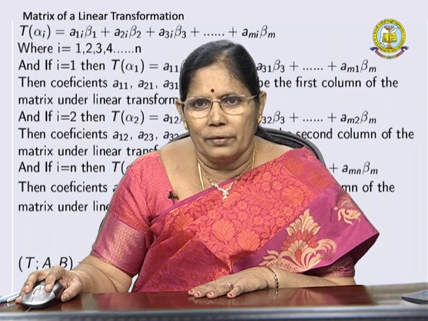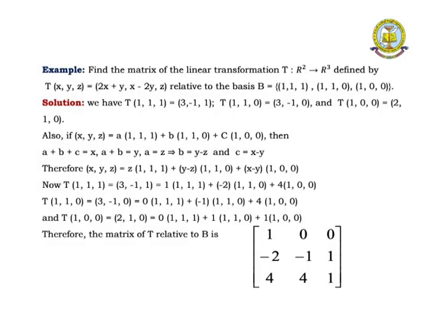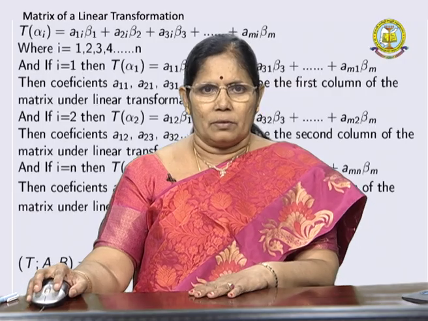Similarly, that you take as the first column of the matrix. Again you take (3, minus 1, 0) as a linear combination of these basis vectors to form the second column, and again write (2, 1, 0) as a linear combination of these basis vectors to form the third column. So, how do you form it?